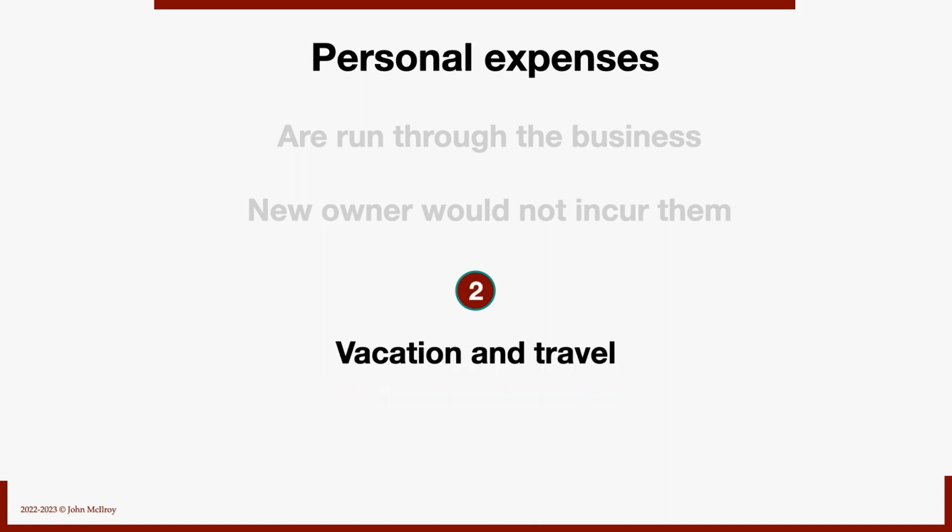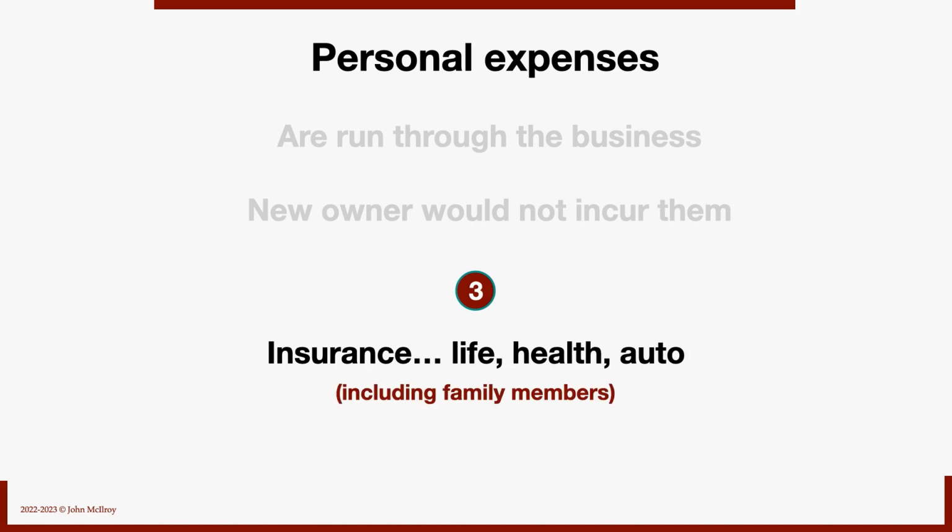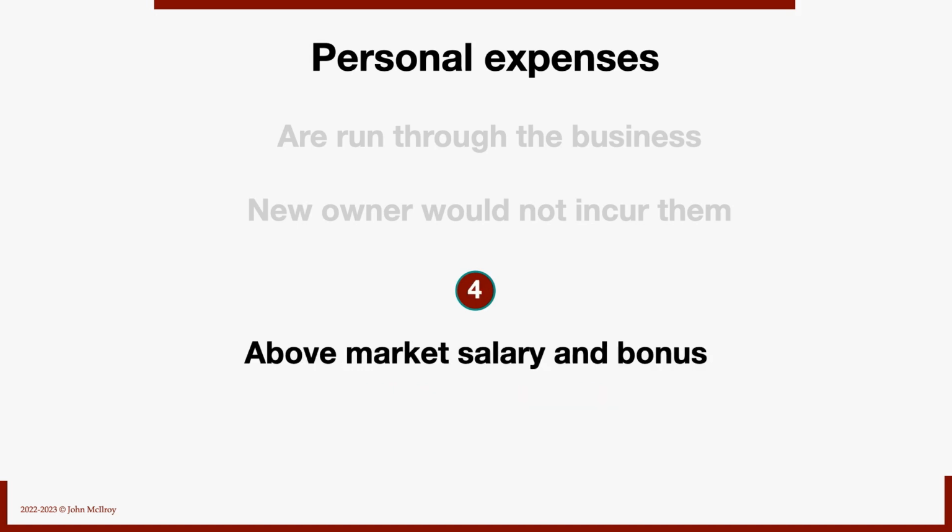Vacation and travel, same idea. And don't forget to include family members. We have to separate out business and personal travel, of course, is an add back. Same with insurance, whether it's life, health, and auto, including family members. Sometimes that's surplus of what's actually needed, so it's a legitimate add back as well. And of course, above market salary and bonus, including family members, are also examples of personal expenses run through the business. And if they are run through the business, they are legitimate add backs.